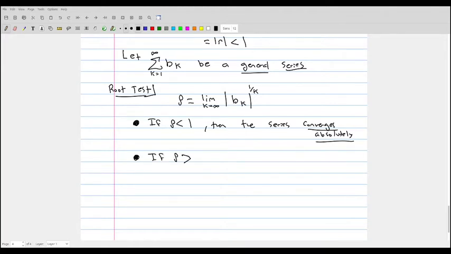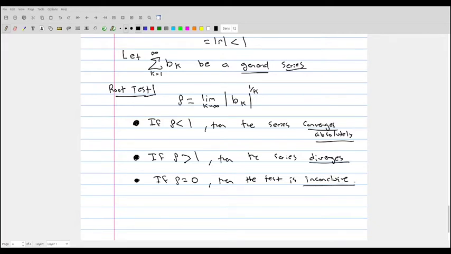If rho is strictly greater than 1, then the series diverges. And lastly, if rho is equal to 1, then the test is inconclusive. Which means we need some other means towards showing the convergence or divergence of this infinite series.